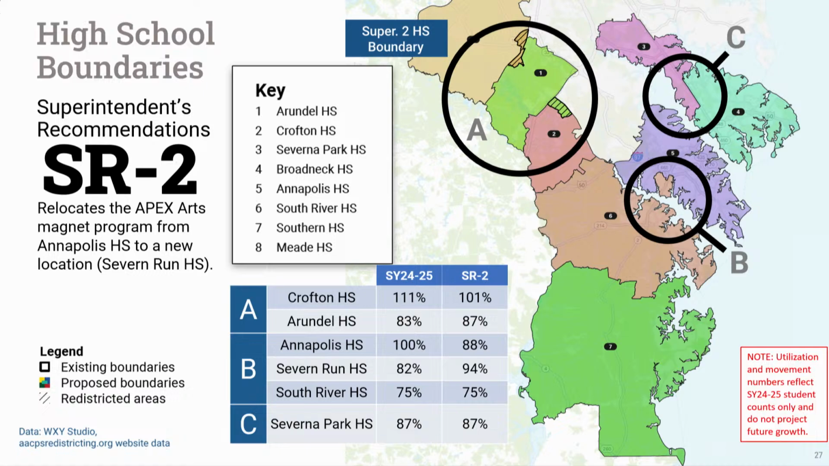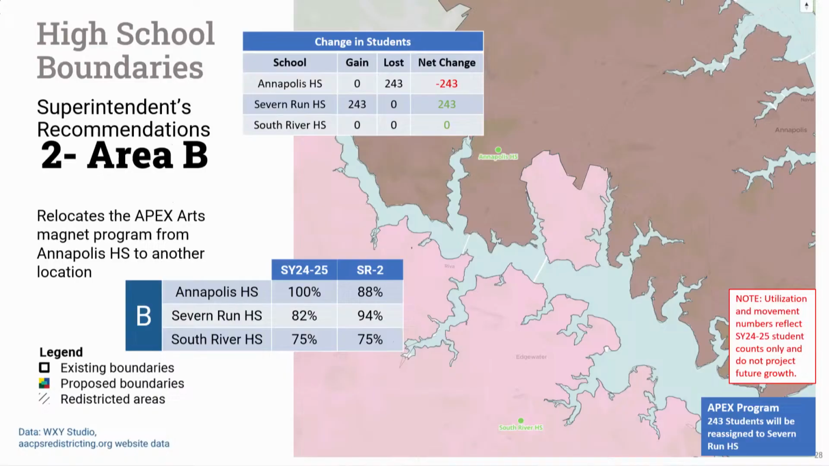At the high school level, the SR2 recommendation maintains the articulation patterns introduced at the middle school for areas A, B, and C, but introduces a magnet school change at Annapolis High School to relieve overcrowding. This recommendation relocates the Apex Magnet program from Annapolis High School to Severn Run High School. In SR2, Area B, once the Apex program is moved, Annapolis High School enrollment will be reduced by approximately 243 students to achieve utilization under 100%, to 88%.